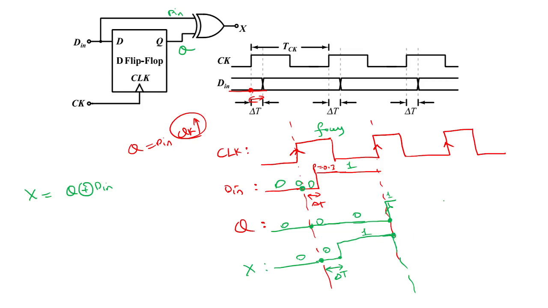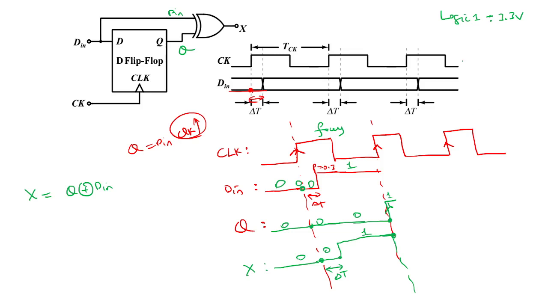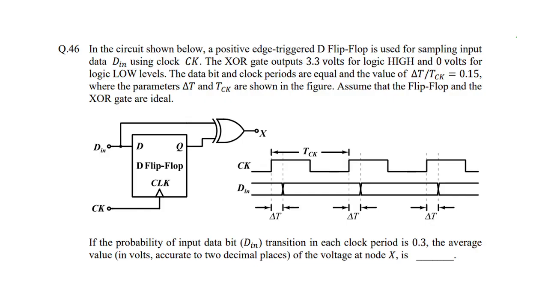Now, they also clearly told that logic 1 represents 3.3 volt, and logic 0 represents 0 volt.